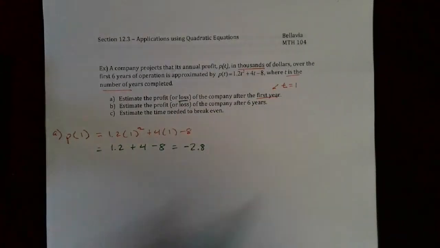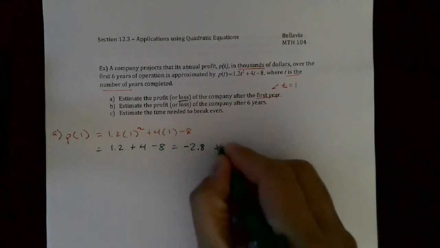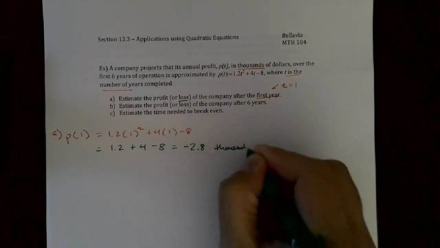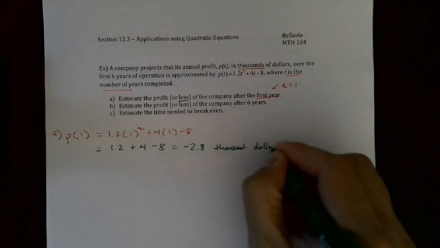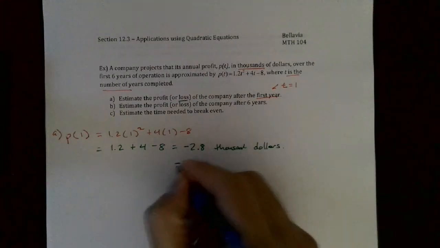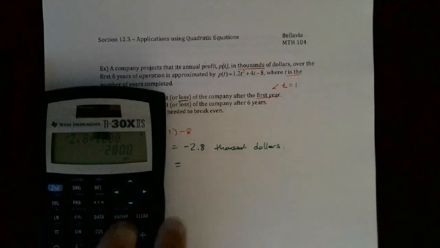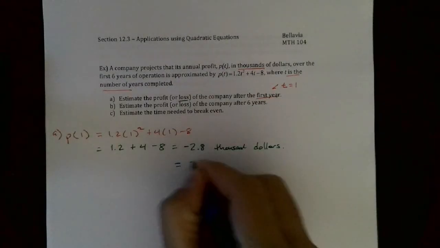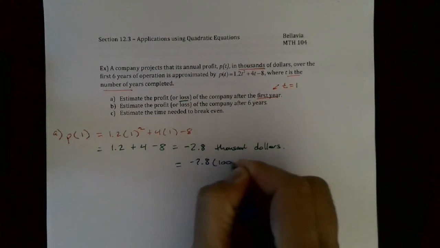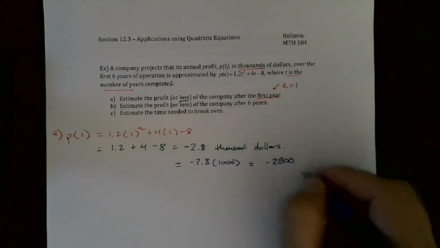When we talk about negative 2.8, what's that measured in? Well, profit is measured in thousands of dollars. This is negative 2.8 thousand dollars. Make sure you know the units, units are important, you should be including them. Now, let's say I wanted to get that in just dollars instead of thousands of dollars. Really all you have to do is take the negative 2.8 and multiply it by 1,000, which gives you negative 2,800. Negative 2.8 times 1,000 gives us just dollars, negative 2,800. What are the units on this? Well, this is dollars.